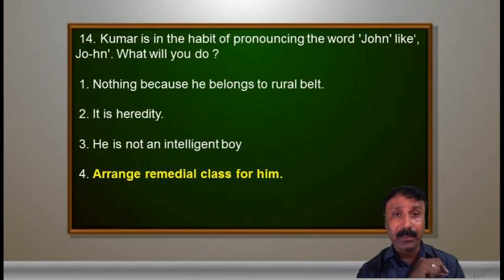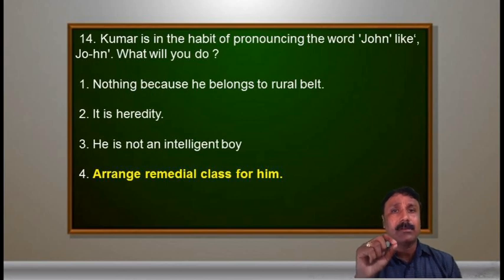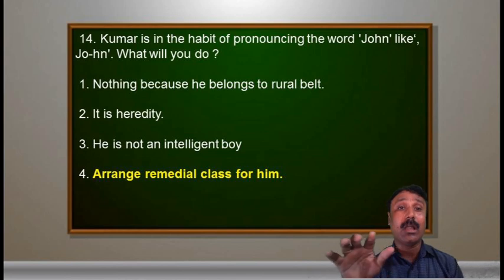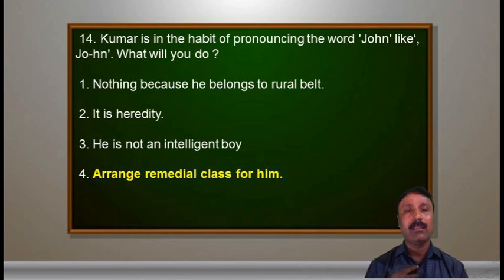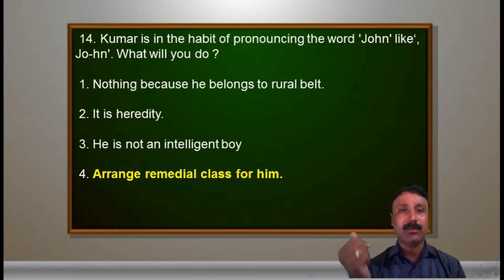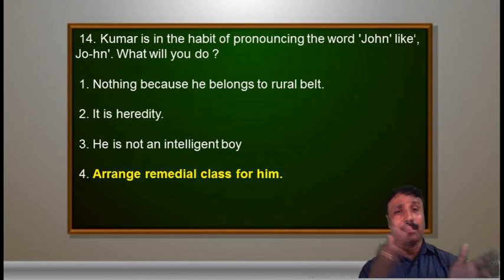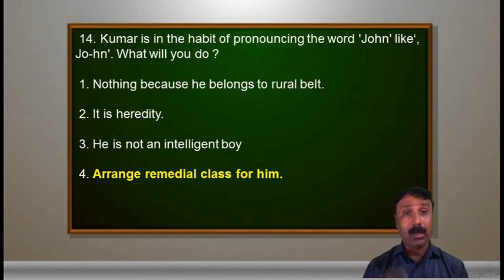And question number 14. Kumar is in the habit of pronouncing the word John like Joan. What will you do? Being a teacher, what will I do or will you do? Nothing, because he belongs to the rural belt. No, we cannot ignore it. It is heredity. Okay, of course, heredity factors or deficiencies can be converted into merits. And he is not an intelligent boy. This point is also not right. And arrange a remedial class for him. Yes, being a teacher, it's our duty to arrange a remedial class for him to overcome his pronunciation mistakes. So option 4 is the right one.